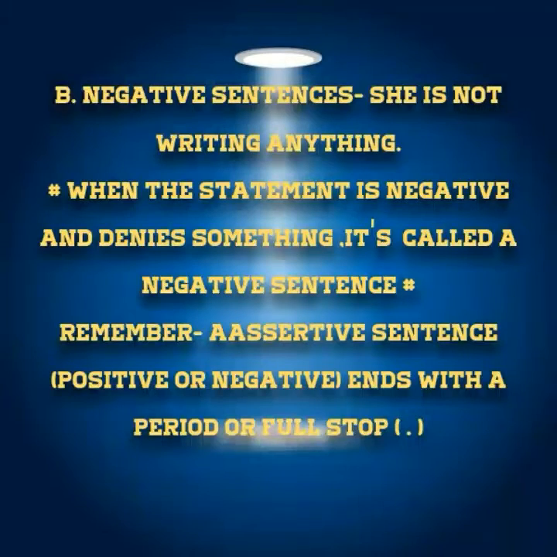A negative sentence is, for example, she is not writing anything. The boys were not going. Here I gave two examples. These are examples in negative. It means the statement is negative and denies something. And remember one thing in assertive sentences. An assertive sentence ends with a period or full stop.